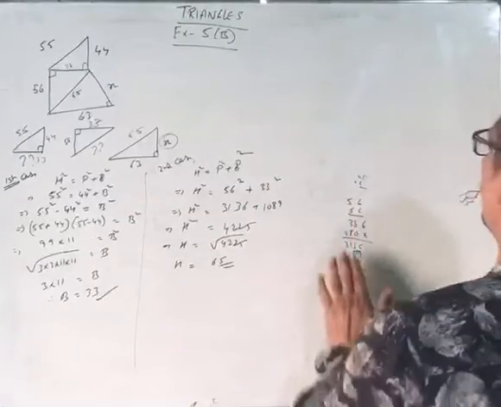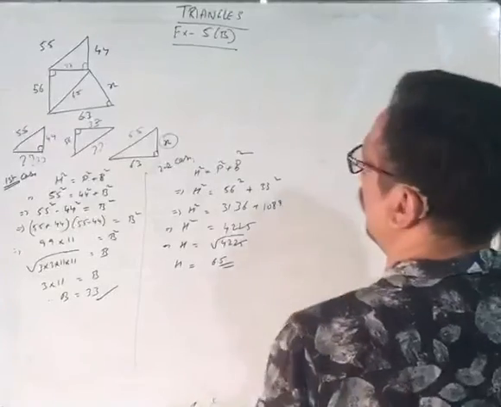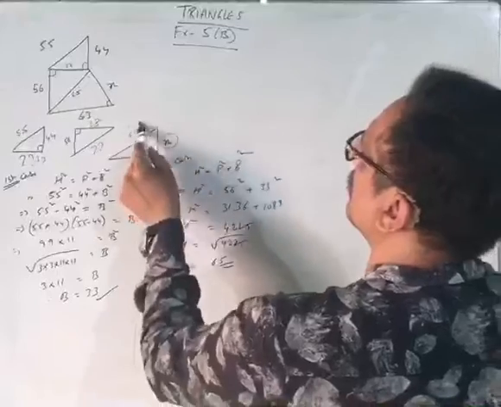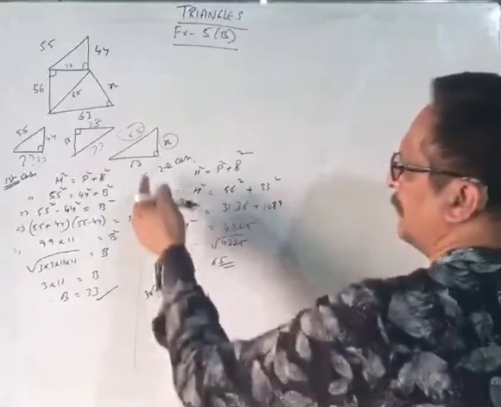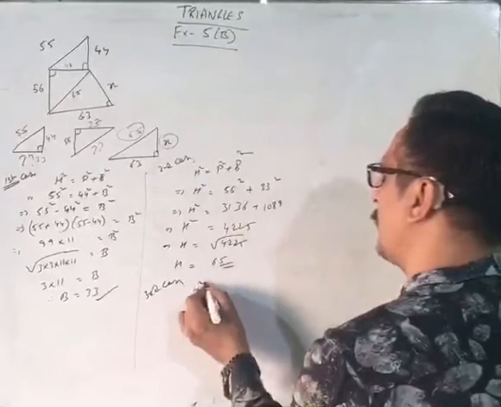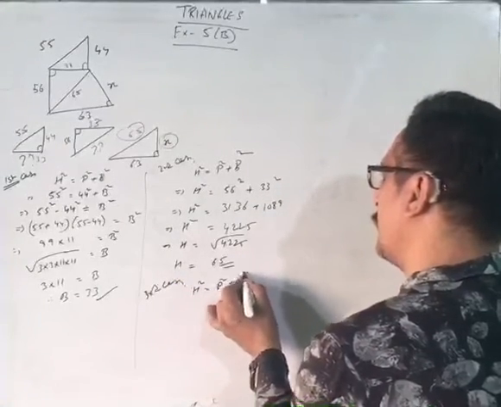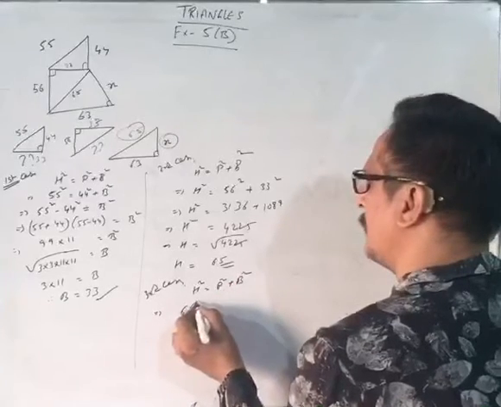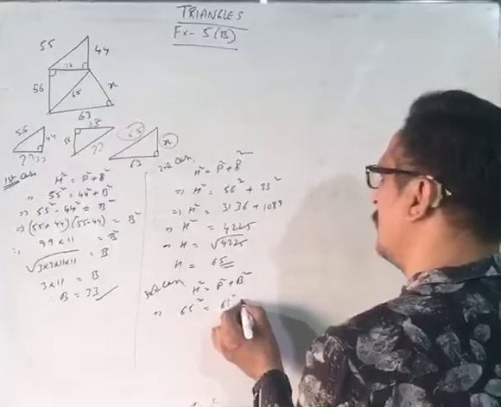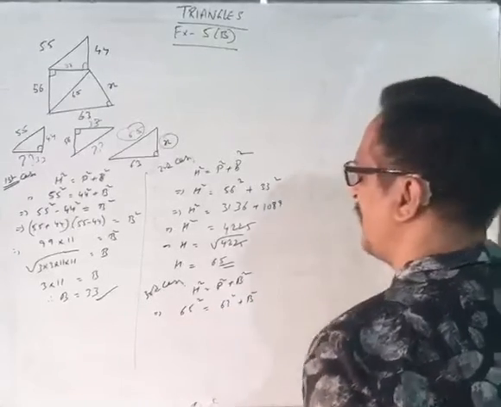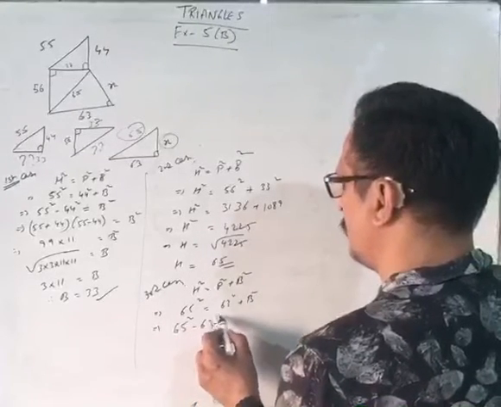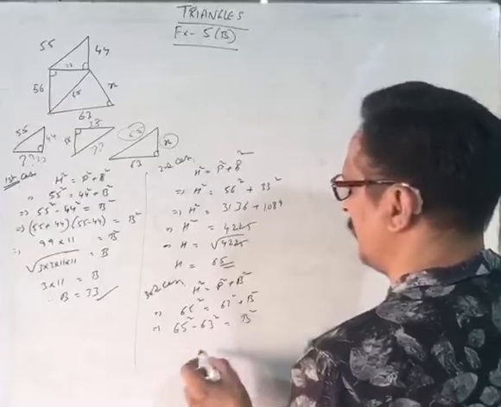Let's see in the third figure, third case. 65 will be the hypotenuse, this one is the base and this one is the perpendicular. Again we have to apply the Pythagoras theorem formula. Hypotenuse is 65 square, perpendicular is 63 whole square, and the base square I don't know, so we have to find it. Now we have to transpose the 63 to the left side. You will get minus.